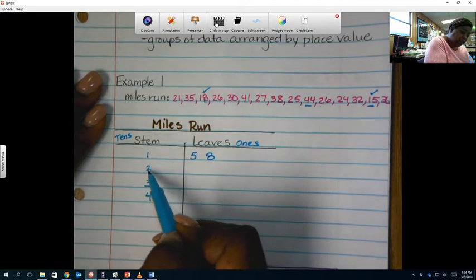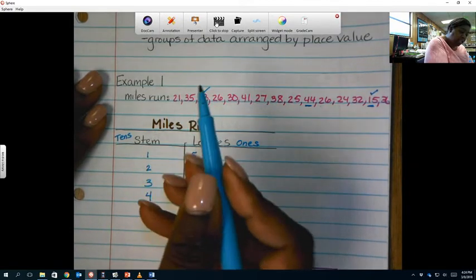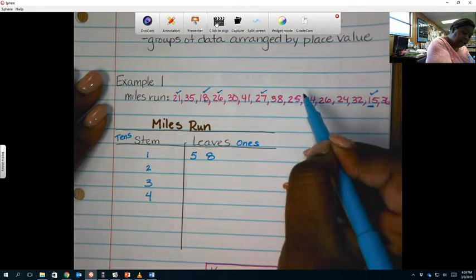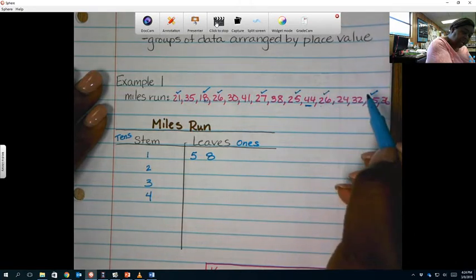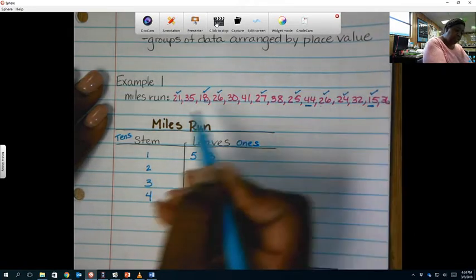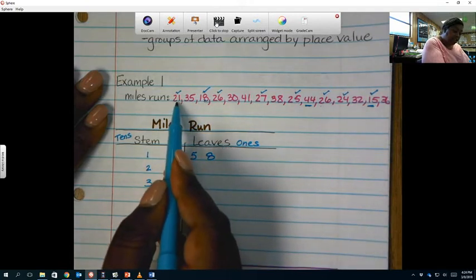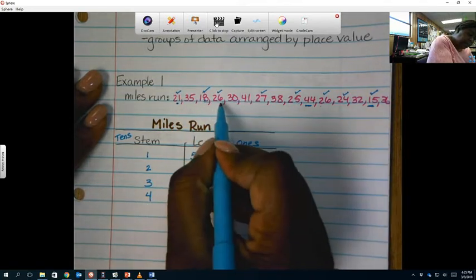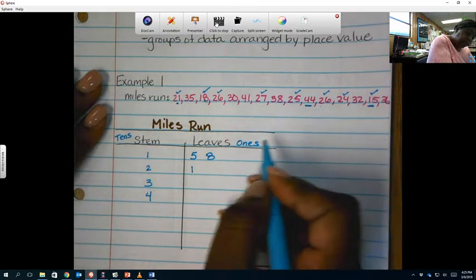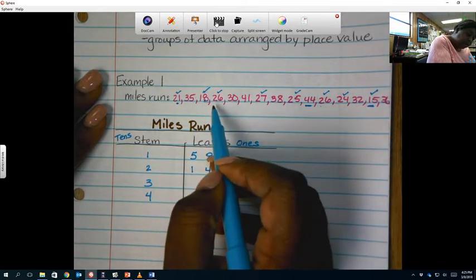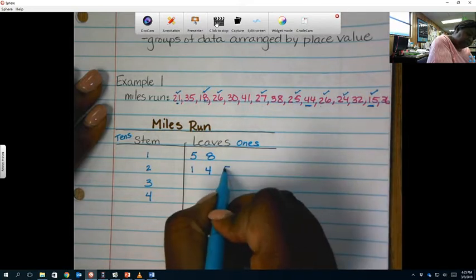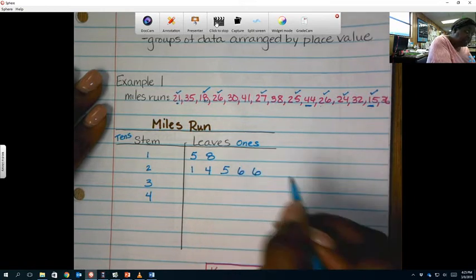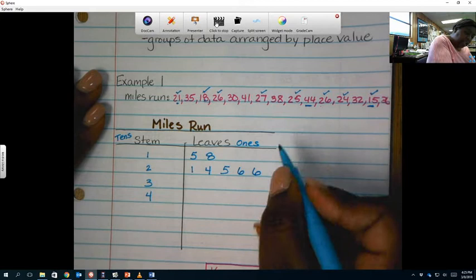Next, I'm going to go with my 2s, all the numbers that have 2s in the tens place. That would be 21, 26, 27, 25, 26 again, 24. Then I'm going to go back and find the ones digit for each one of these, and I'm going to list them in order from least to greatest. So I have 1, and then it looks like I have 24, so I have a 4. I have a 25, and I have two 26s, so I'm going to list the 6 twice for each 26 I have, and then a 27.